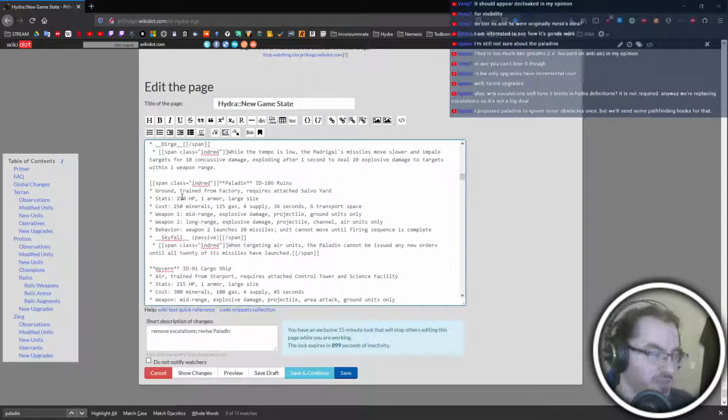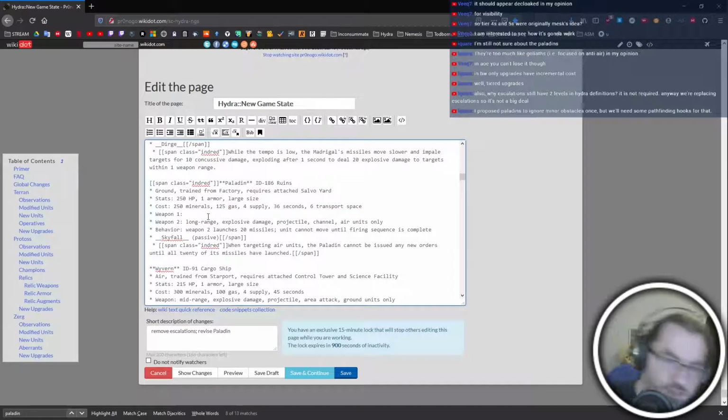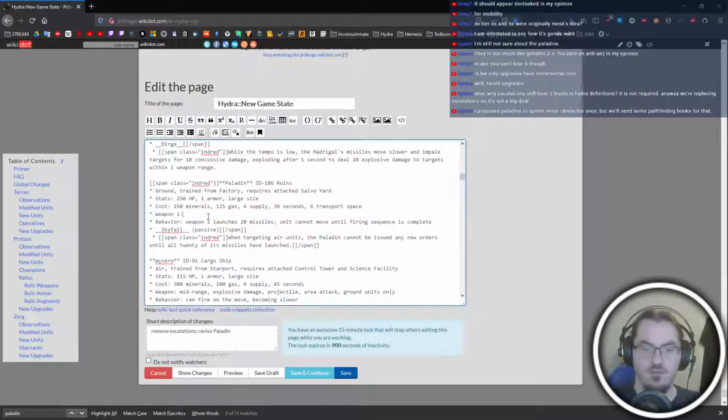Six transport space, by the way. Just saying. All right, so we'll say mid-range. In this particular thing, I'm going to say long range, explosive damage, projectile, ground and air units.